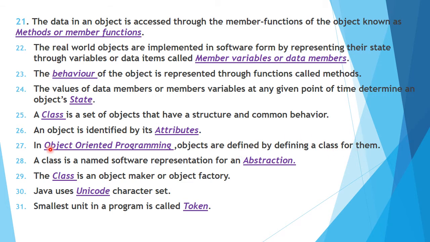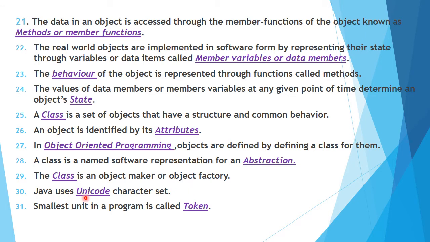So it happens in object oriented programming. In object oriented programming, objects are defined by defining a class. A class is a named software representation for an abstraction, you all know that. The object maker is a class. Which is the object maker? Class. Class is also known as object maker or it is also known as object factory.